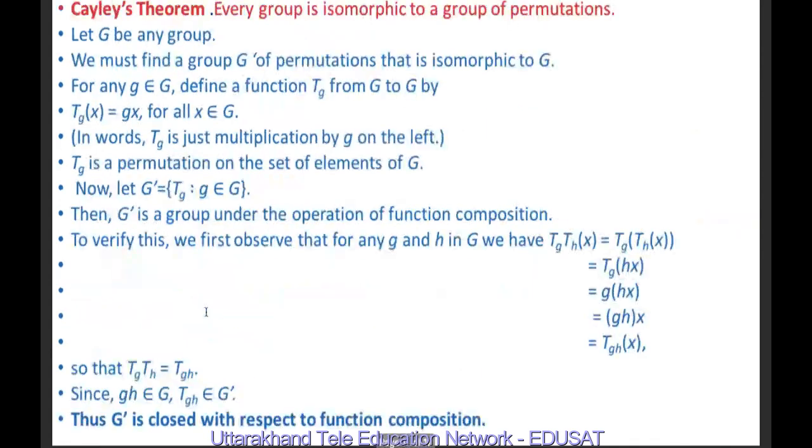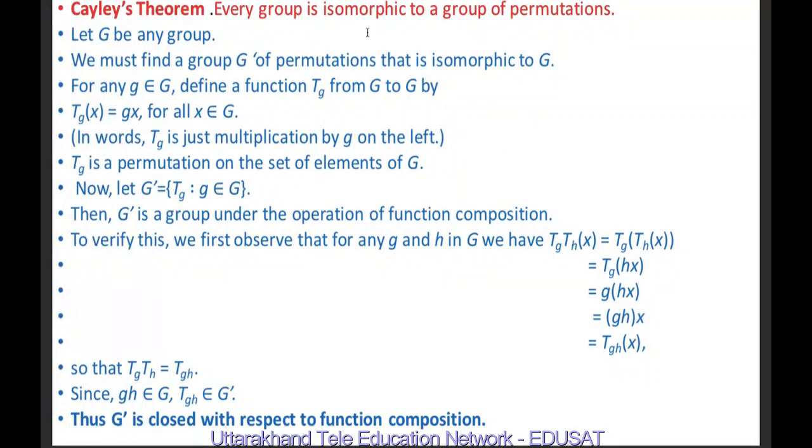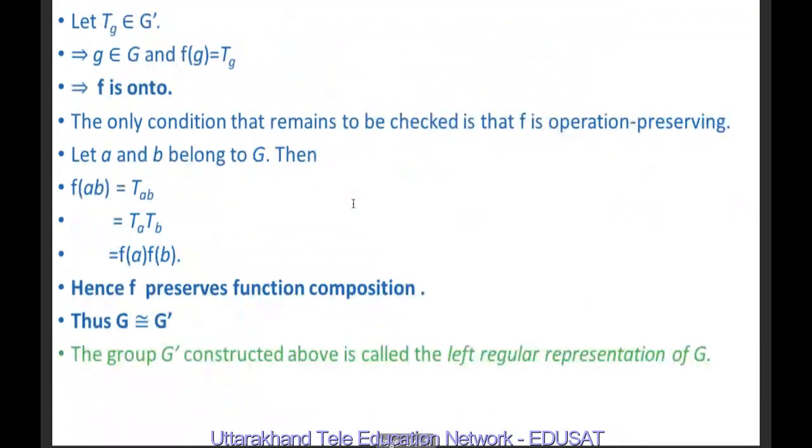Thus, we have shown that every group is isomorphic to a group of permutations. First, we define a group of permutations for the given group, and then we prove that the group is isomorphic to the group of permutations. The group G' constructed above is called the left regular representation of G.